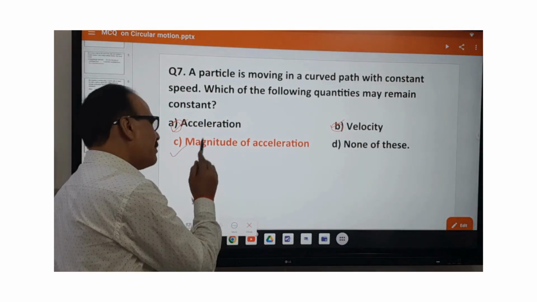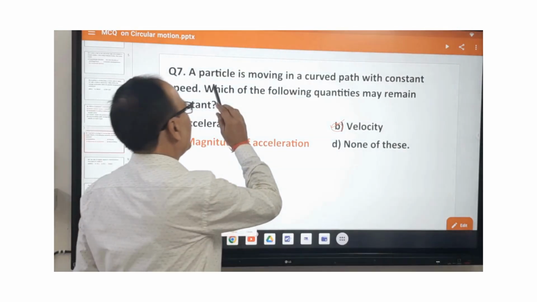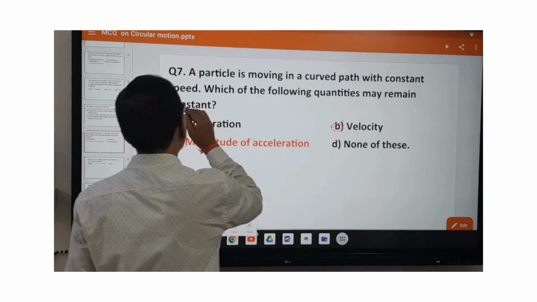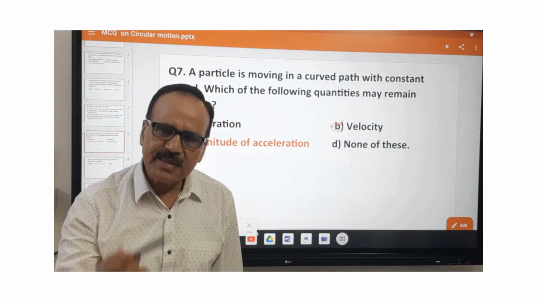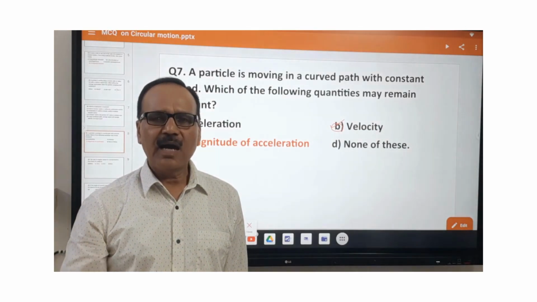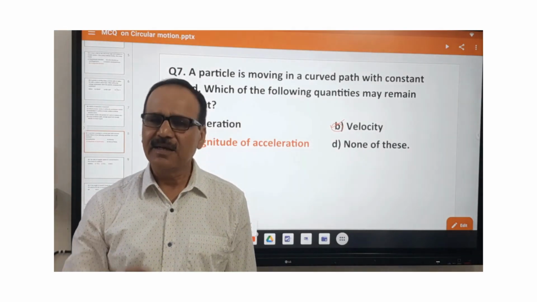But the third option, the magnitude of acceleration is constant, because the particle is moving with a constant speed. Speed is constant, it means this is the case of uniform circular motion, and in uniform circular motion, the magnitude of centripetal acceleration remains constant.